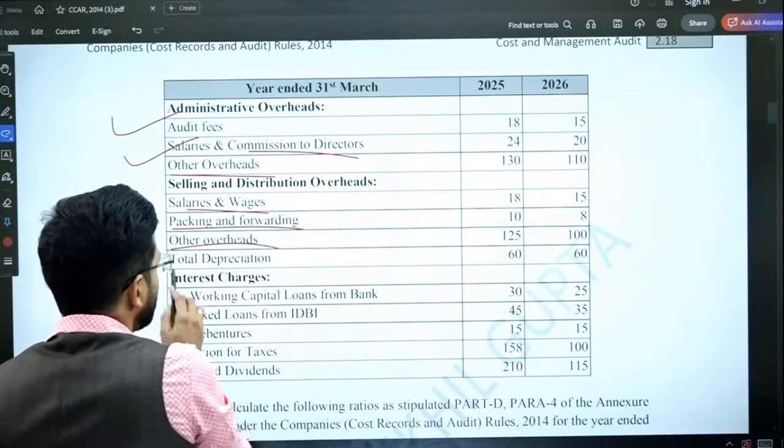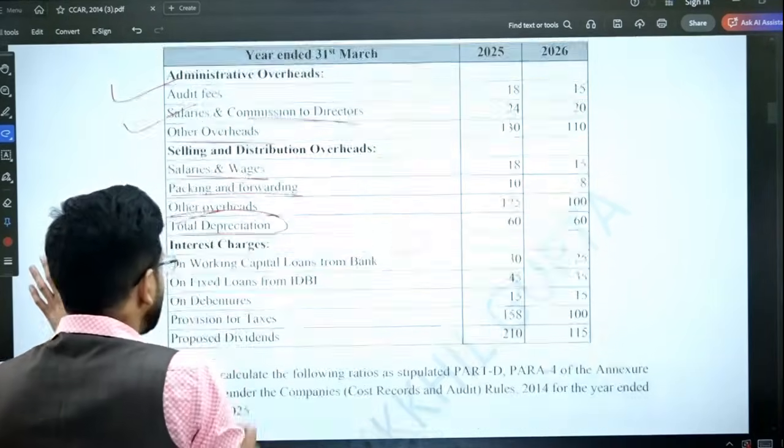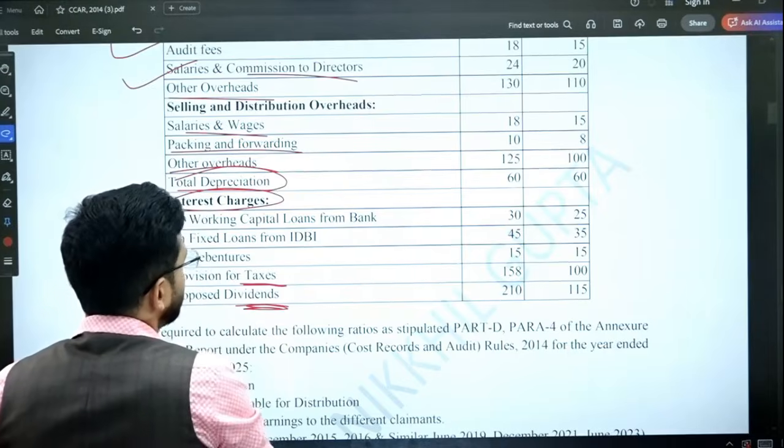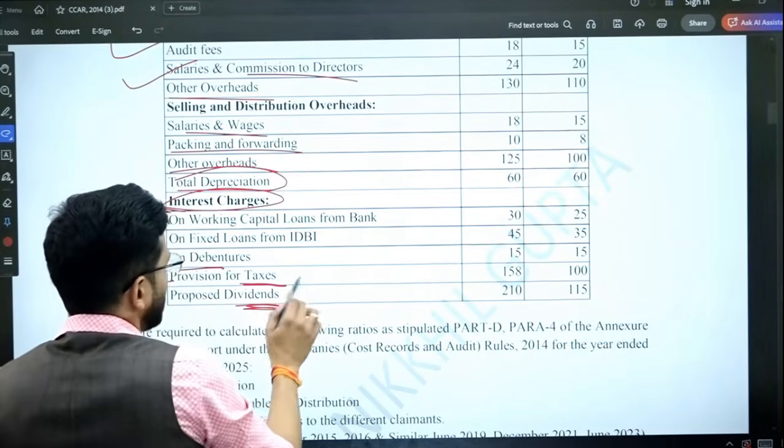Salaries, wages, packing, forwarding, other overheads, total depreciation and interest charges are given to you. Then provision for taxes and provision for dividends. These are the things which are given to you.